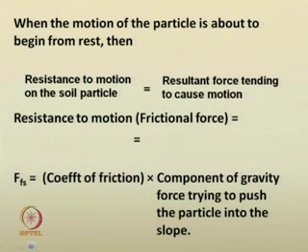When the motion of the particle is about to begin from rest, it is a simple mechanics principle: the resistance to motion on the soil particle is the same as the resultant force tending to cause the motion. So, the resistance to motion or the frictional force, how is it given? We already know that the frictional force is nothing but the coefficient of friction into the component of the gravity force trying to push the particle into the slope.